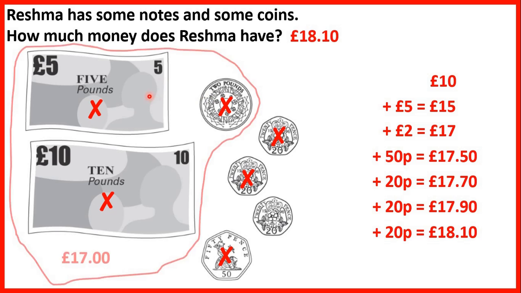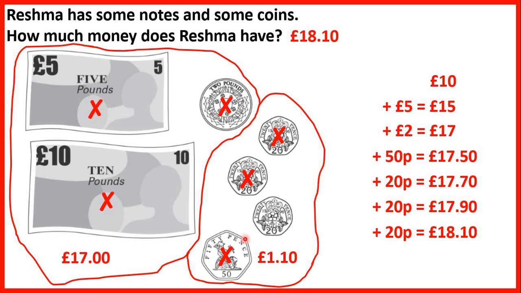The other way to do this would be to split into pounds and pence. So for pounds we have £10, £5 and £2, so that's £17 altogether. And then 50 plus 20 is 70, plus 20 is 90, plus 20 is 110, but 110 pence is the same as £1.10. So then if we add up the totals, £17 plus £1.10 will give us £18.10 altogether.